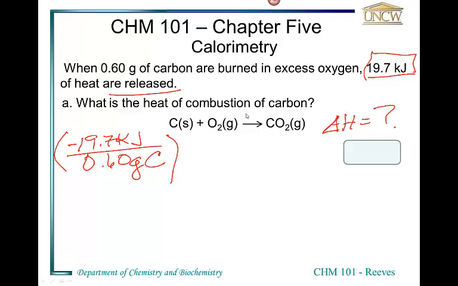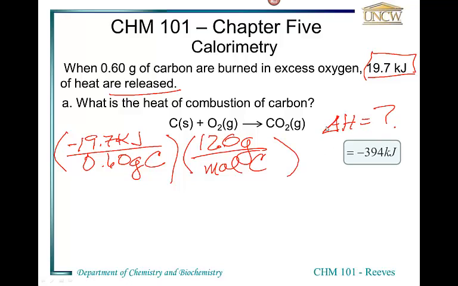Well, we want this per mole of carbon burned, so it's minus 19.7 kilojoules per 6/10 of a gram. If we want to change that to moles, it's going to be 12.0 grams per mole of carbon. And if you do that math, it turns out minus 394 kilojoules is the amount of heat released when a mole of carbon burns. So I got the information from the problem because it told me how much carbon produced how much heat.